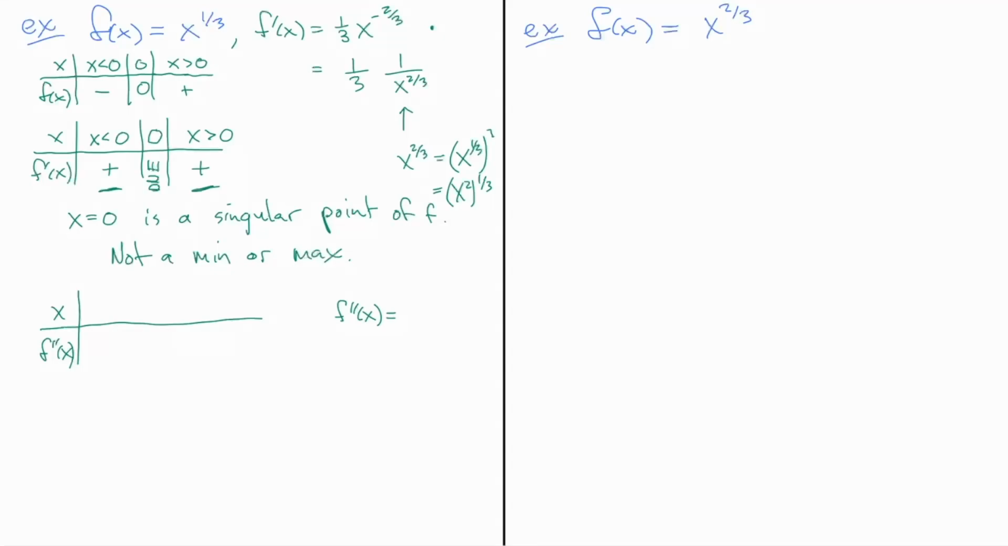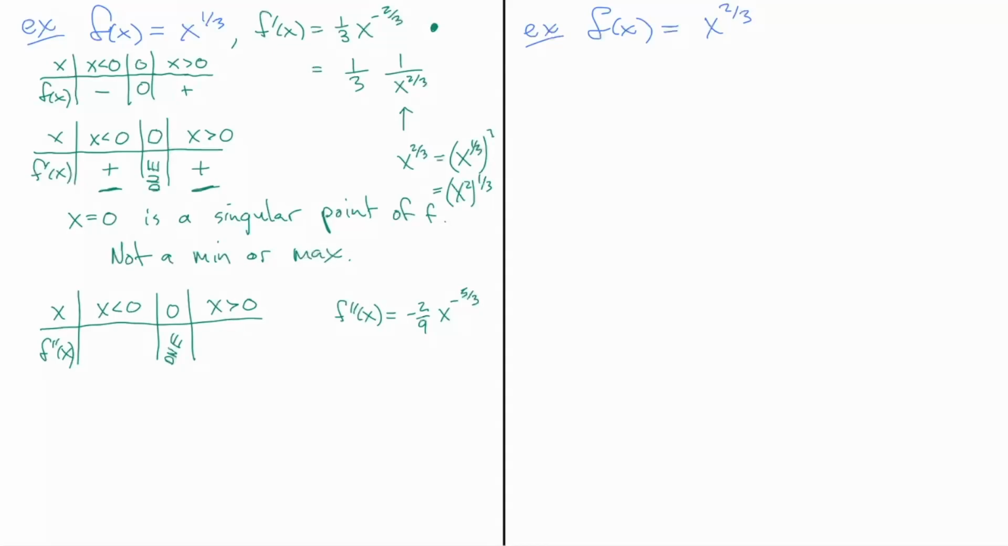So here, I'm going to go back up to this form because it's easier for me to do the power rule. So I'm going to get negative 2 over 9, x to the negative, and when I subtract 1 from minus 2/3, I get minus 5/3. I'm subtracting 3 over 3. So again, at x equals 0, f double prime does not exist, so the second derivative does not exist. But now we can see what happens on either side of it to determine the shape of the function.